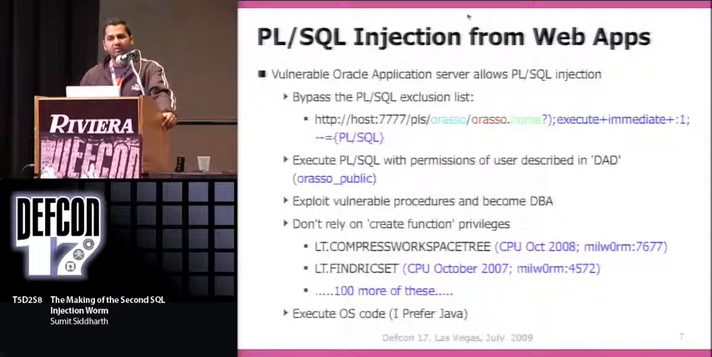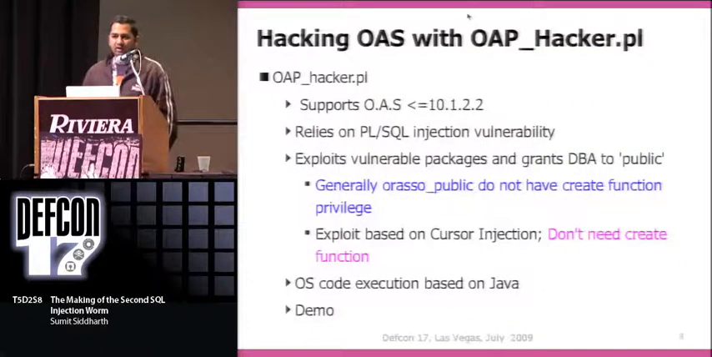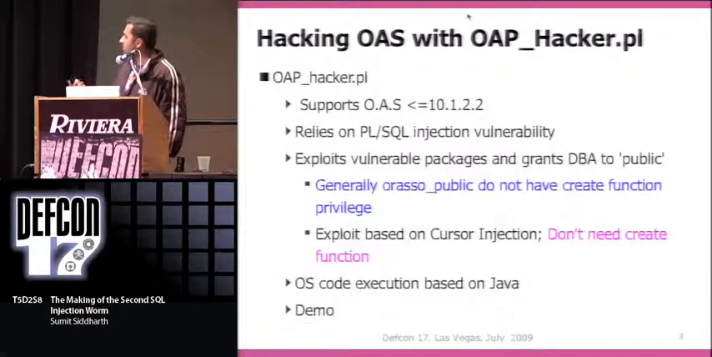Once you become DBA, then you can execute OS code. Again, in an earlier talk, someone touched on how you go about executing OS code. I will be showing a small example with Java. So I wrote a simple Perl script called OAP hacker, which basically exploits this flaw. I'm going to show a quick demo of this.